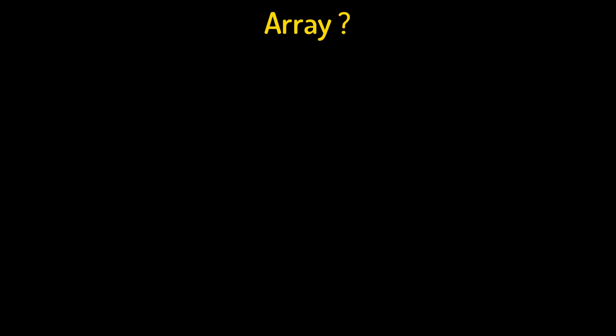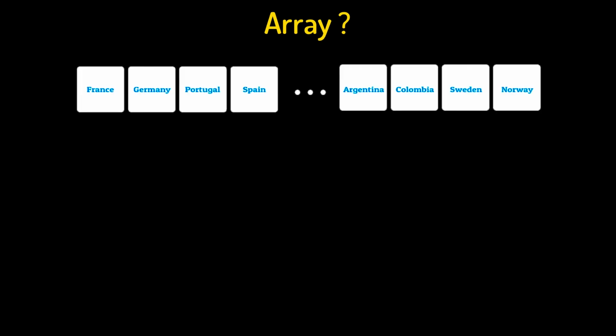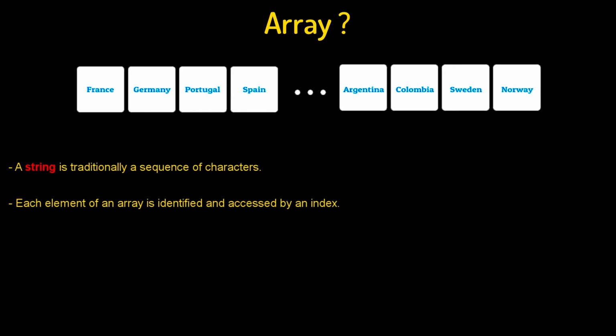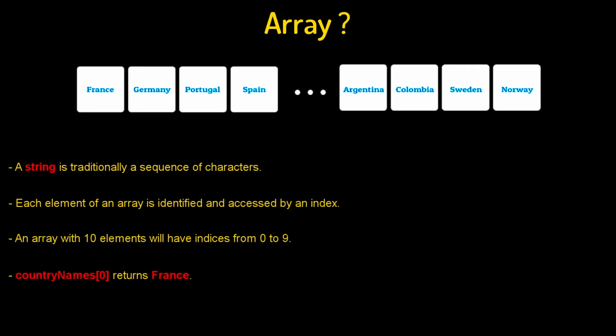An array is a fundamental data structure in computer programming. You can think of an array as a collection of data elements. Consider the countryNames array. It represents a collection of string elements. You may visualize the array like this, okay? Each of the array elements is identified or accessed by an index. An array with 10 elements will have indices from 0 to 9. That means countryNames[0] returns the first item of the array. Okay? Fine. Let's continue to code.